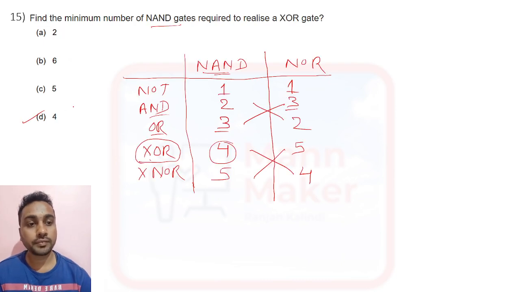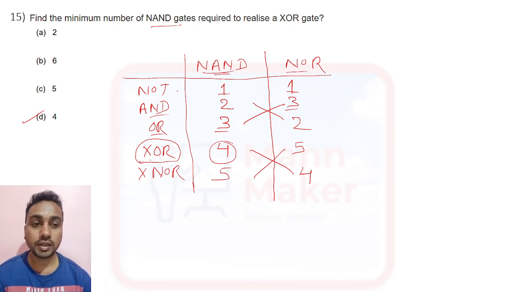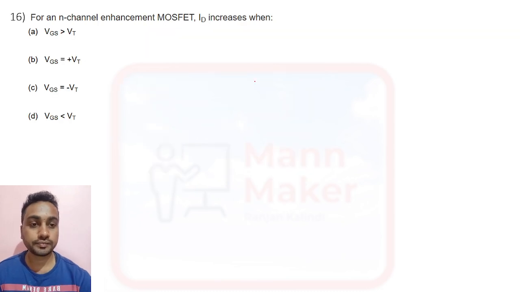One more thing here. Why universal gate? NAND and NOR gates are universal gates because using NAND or NOR gates we can make any kind of these gates. Any basic gate we can make, and exclusive gates we can make. So that's why NAND and NOR are universal gates.